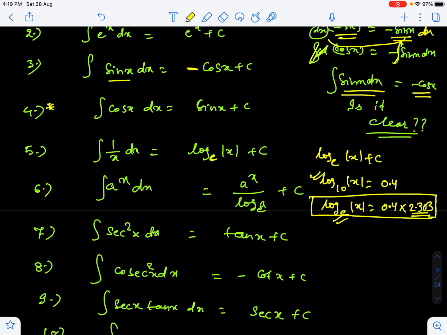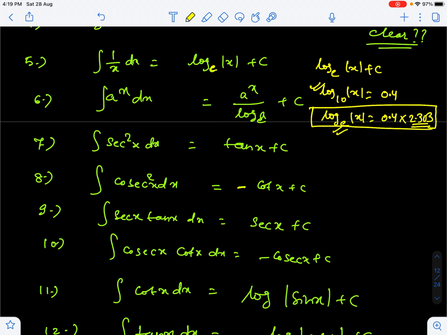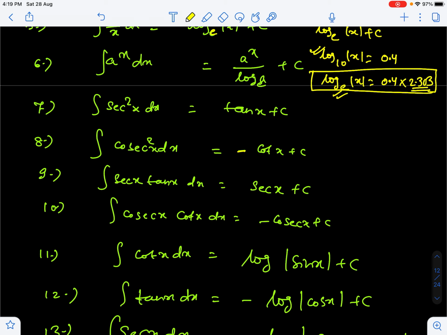The integration of a to the power x is a to the power x upon log a. Integration of sec square x is tan x. Integration of cosec square x is minus cot x. Integration of sec x tan x is nothing but sec x. Integration of cosec x cot x is equal to minus cosec x plus constant.